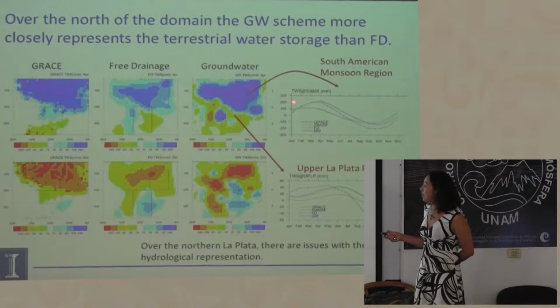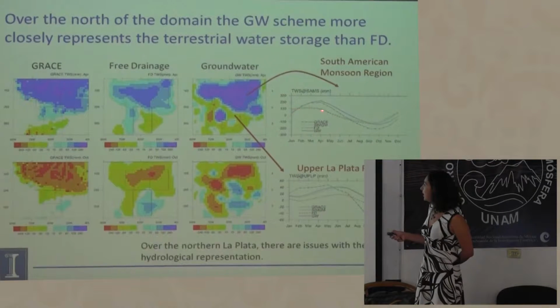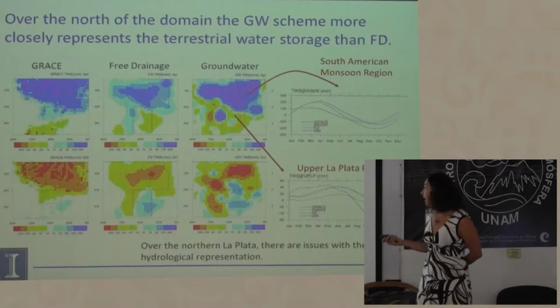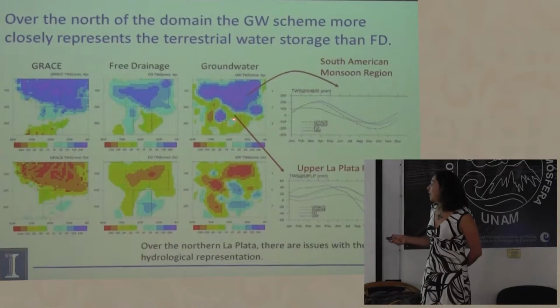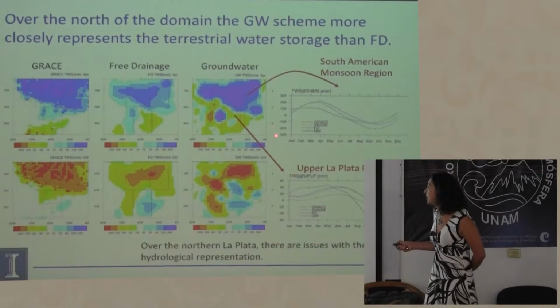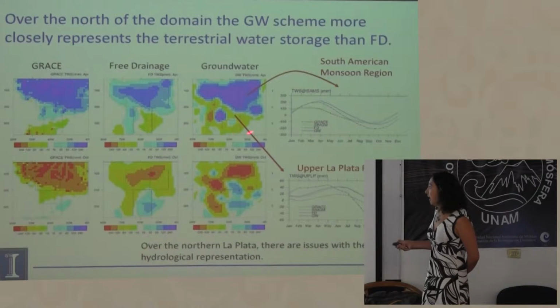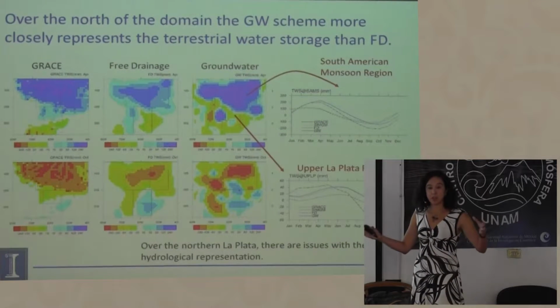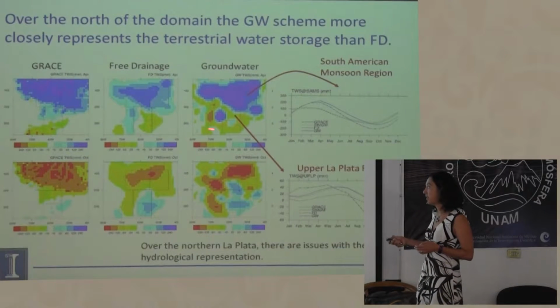For this box over the South American monsoon region, GRACE is in black, the groundwater scheme is in blue, and the free drainage and the simple groundwater model are in red and green. In terms of the timing of the peak of water storage, the groundwater scheme does seem to improve with respect to observations. However, when we get to the upper La Plata, we have issues. This is GRACE, and these are all the models. The models are not capturing the terrestrial water storage in GRACE as well as they do for the monsoon. Part of it, I know, is because of inundation in this region. There's no explicit representation of inundation in the Noah-MP model, so we're having issues with the hydrology. This is a hydrologically very complex region.